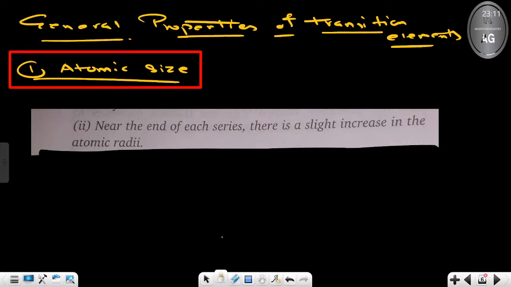Question is why? Same reason as before, but you have to write in a different way. See, as I am saying that we are moving from left to right, the number of d electrons increases. So if the number of d electrons increases, then you tell me at the end of a series, how many d electrons will be there? 10 d electrons, right? I accept that shielding will happen, but along with shielding, now there will be interorbital repulsion. That means inter-electronic repulsion will also be there, and that is going to affect the electron cloud.